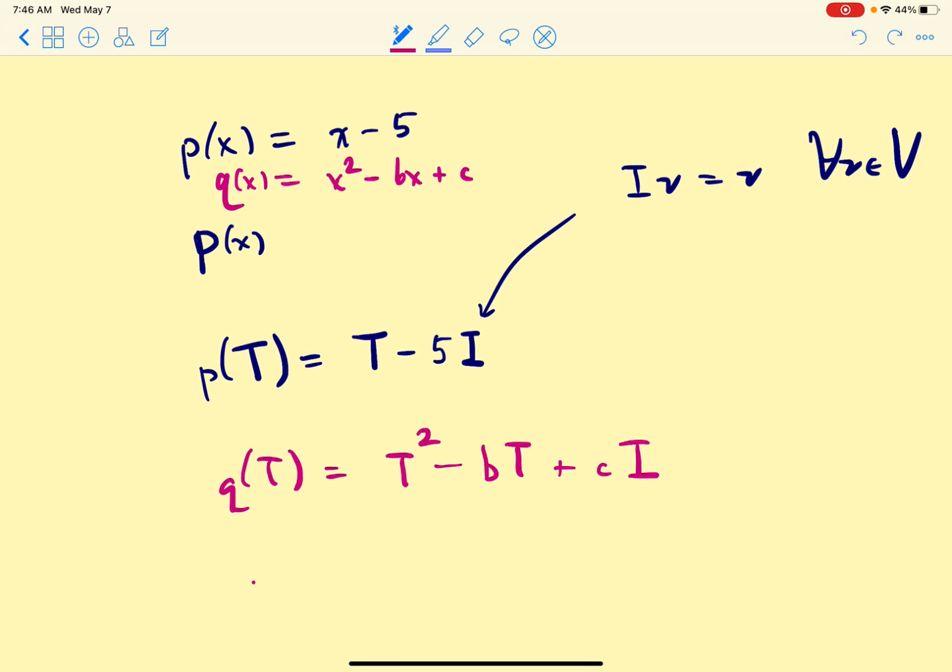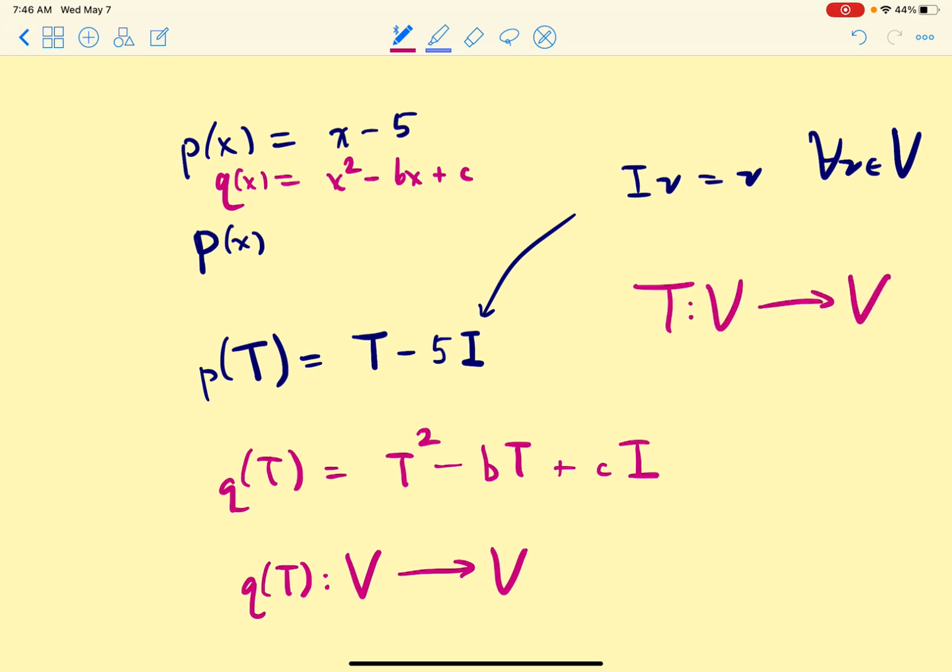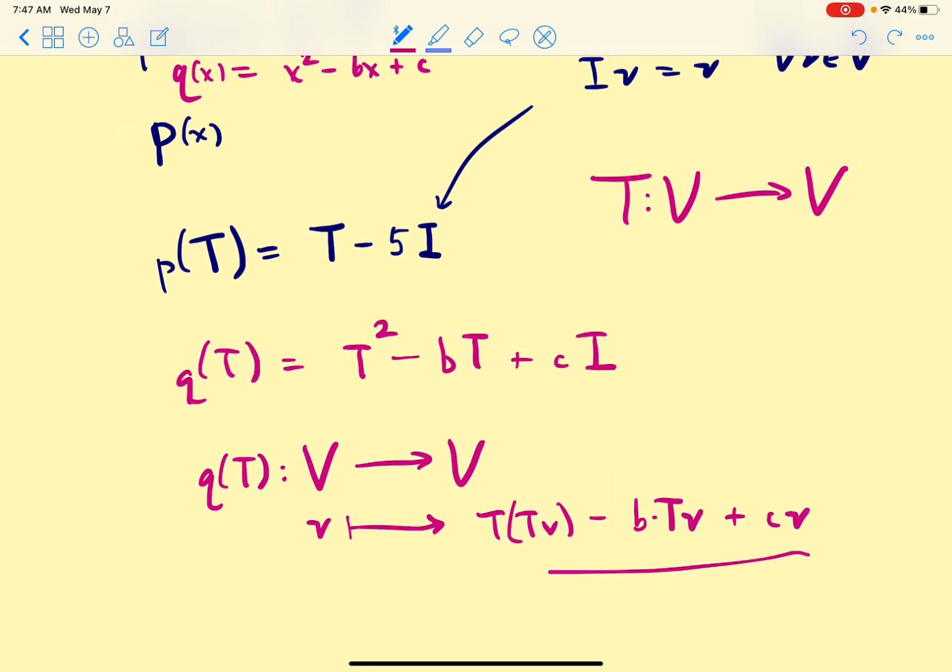It could eat a vector, so q of t would be a map from v to v, because t is a map from v to v. So how is this a map from v to v? Well, what does it do? It takes a vector v and it spits out t of v minus b times t of v. This is a number, b. You can just scale a vector. t of v is a vector again, because t spits out vectors. And then plus c times v, because the identity just takes v. So this is what you'd get. It's a vector again. It would be an element of v, which it should be. So that's what we're going to do with polynomials.